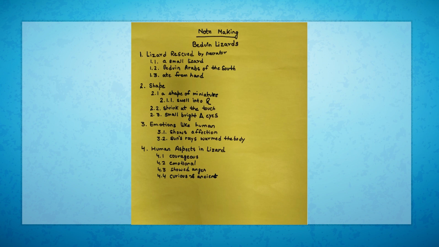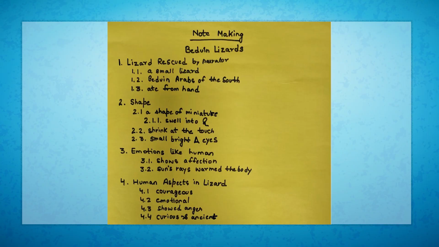Okay, I am going to ask you whether we can make some changes in the four sub points of the fourth main point. Look at it: courageous, emotional, showed anger. If I were to write, I may club this. Yes, sir, we can do that. So, courageous, emotional and showed anger, all coming under human emotions. Then the last one, curious and ancient, may be a separate point. Well done. Learners, now look at the screen, how to title and subtitle it.